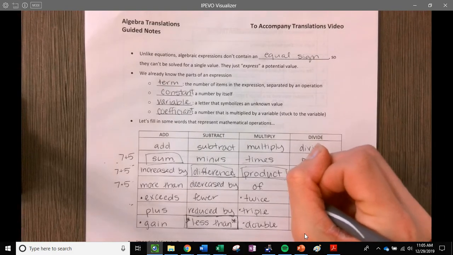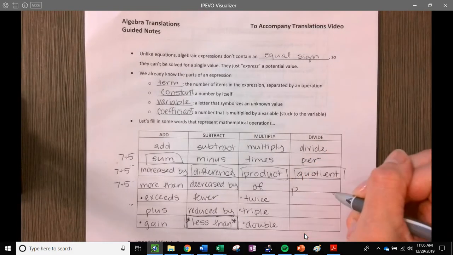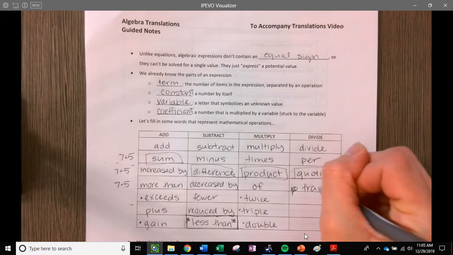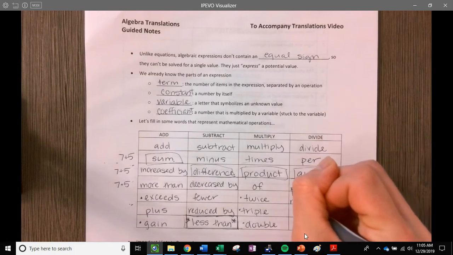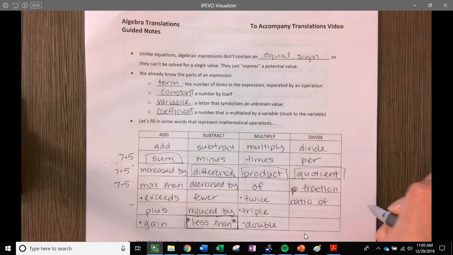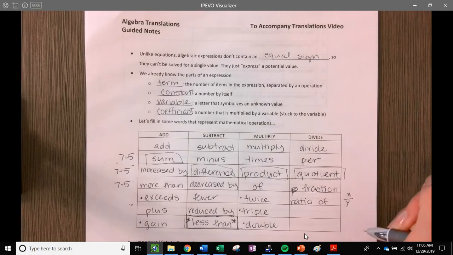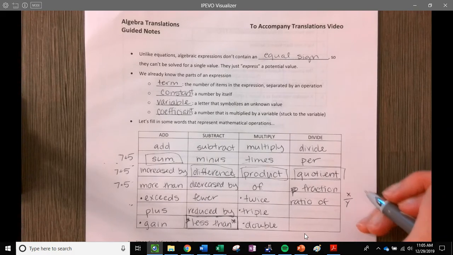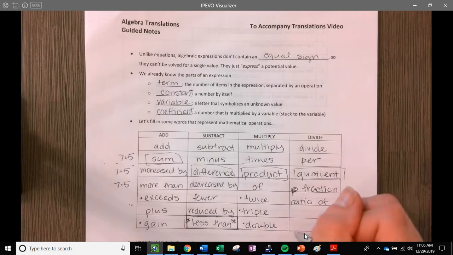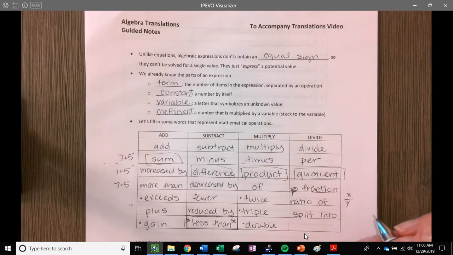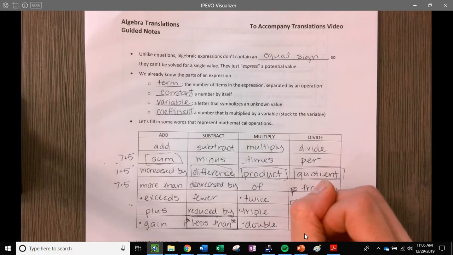Continuing on with what you might see for dividing, you might see, oh, I already wrote per. Sorry about that. Fraction, ratio of. When I talk about a ratio of x and y, it really just means x over y. Well, that's x divided by y, right? Just like a fraction. Ratio of 1 and 4, that's 1 over 4. 1 divided by 4 is 1/4. The word fraction, again, split into, that's one you might see. Rarely, but we'll put it on there. Or divided equally. You might see that also.